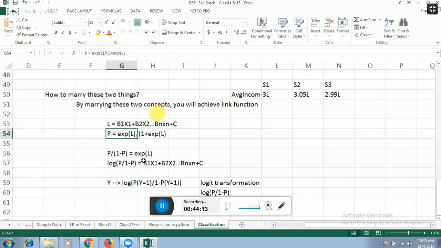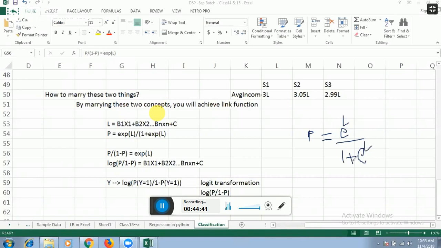Chandra, can you please repeat that statement written against line number 56, P by 1 minus p? So what I'm saying is, P equal to e power l by 1 plus e power l. Over here, p means probability. Theoretically we proved that p is the same as the probability of y equal to 1.